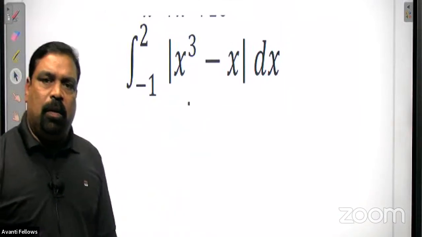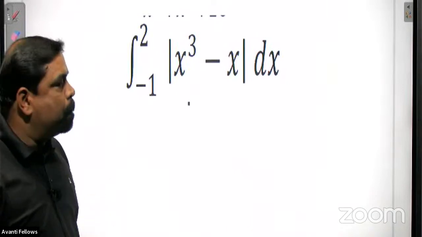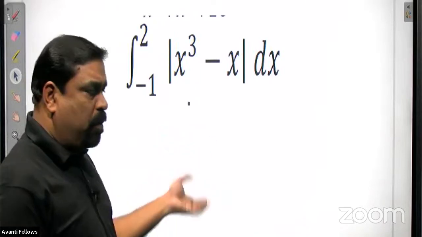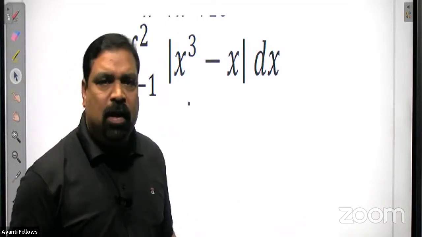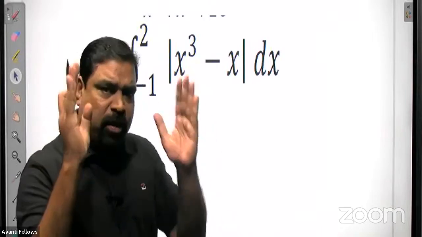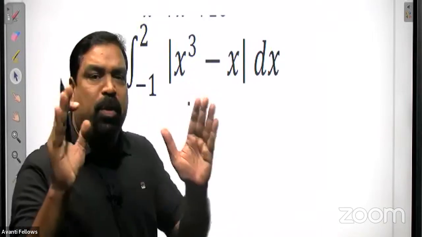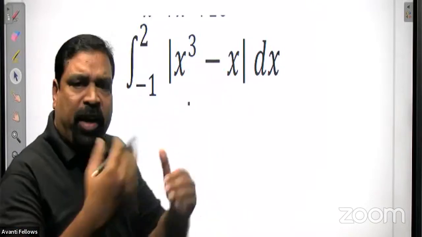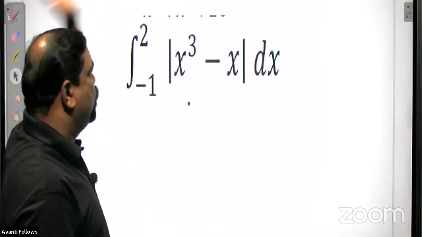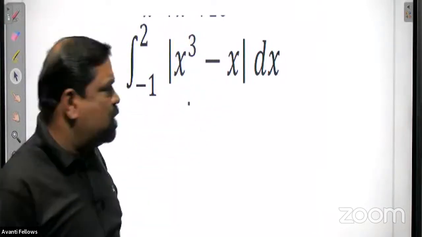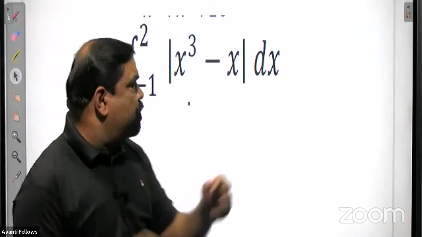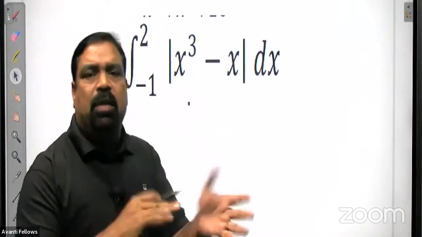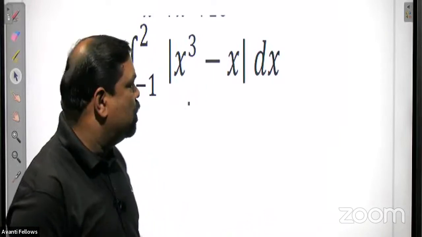Now look at this example, this question. This is actually somewhat similar to the problem I discussed in the beginning. Almost the same idea, same concept only. Mode of x cube minus x, and we have to find the integral from minus 1 to 2. That means we have to see the sign of this term in this interval, how it changes, where it is positive, where it is negative. That's all. The same idea.